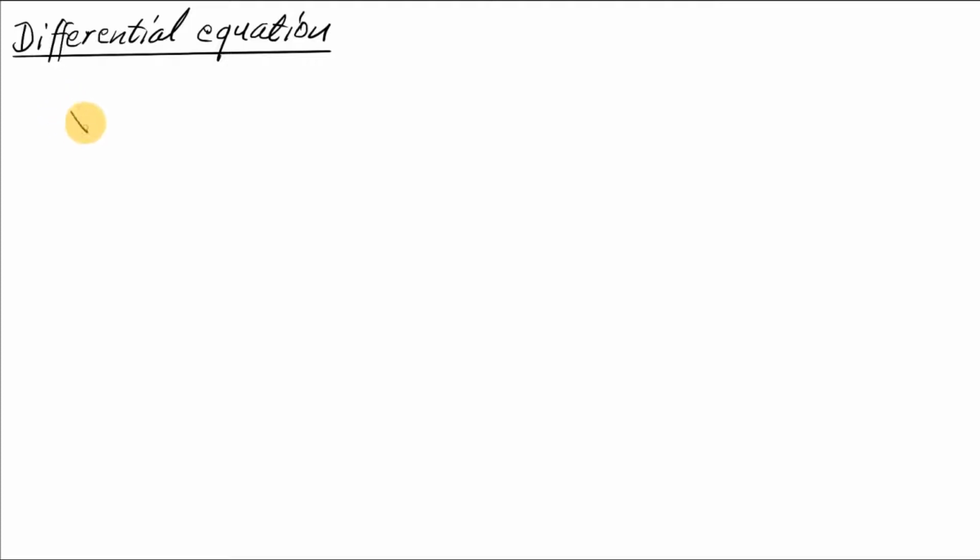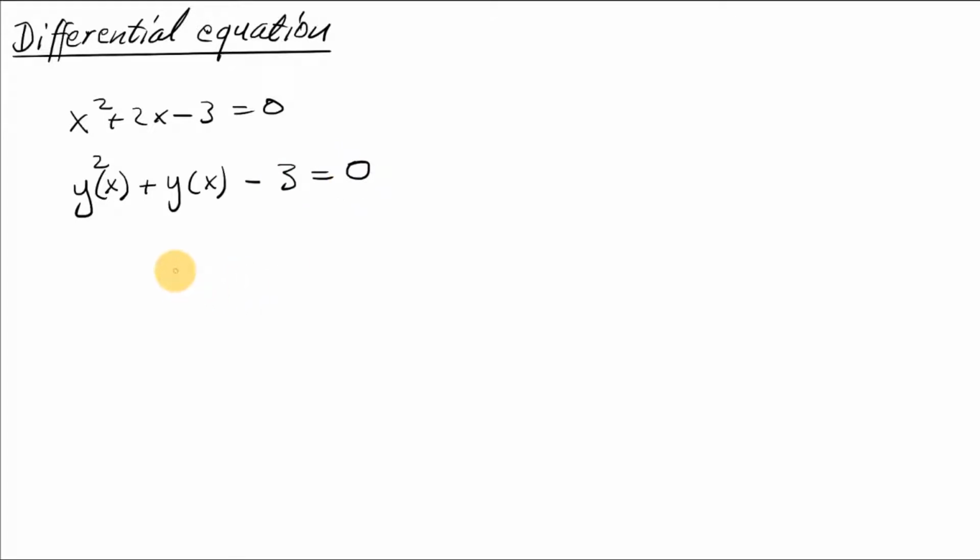In an equation, for example, x squared plus 2x minus 3 equal to 0, we are seeking an unknown number x. In a differential equation, we are seeking an unknown function. And let's call that function y of x. We could also call it f of x. So let's say, for example, we are seeking the function satisfying this equation.